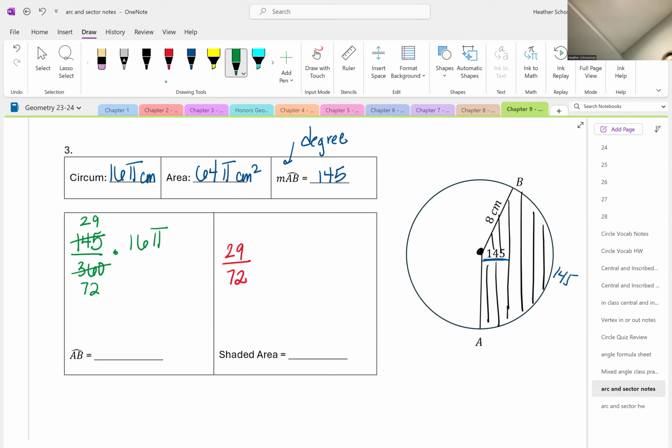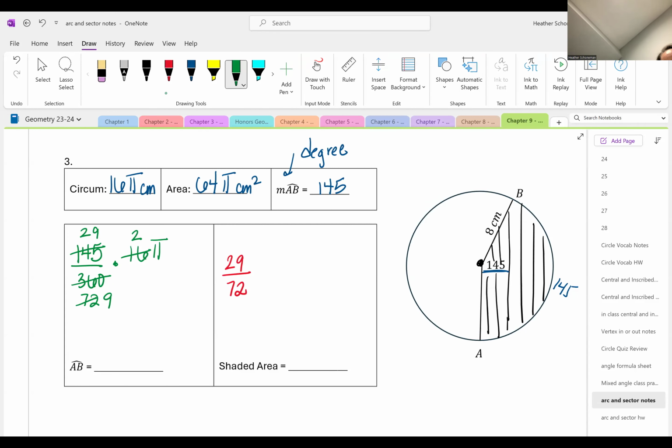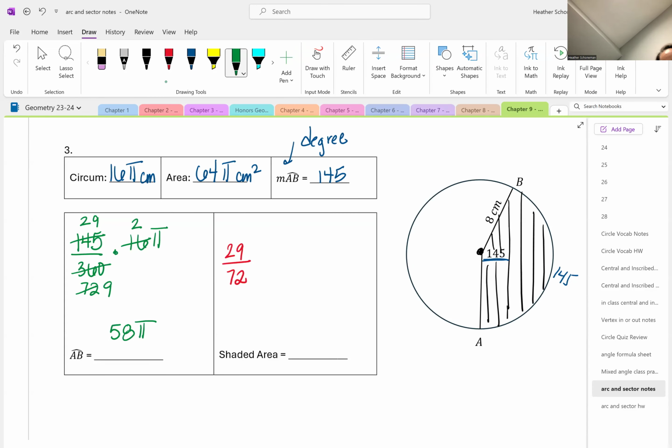29 and 72 won't reduce anymore, but 72 and 16 we can reduce because we can divide by 8. 16 divided by 8 is 2. 72 divided by 8 is 9. So now I'm going to multiply straight across the top, and I'm going to get 29 times 2, which is 58. So this is going to give me 58 pi over 9.